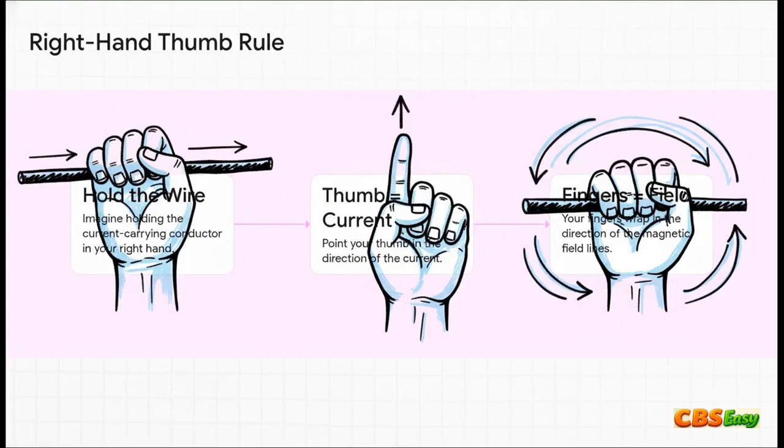Okay, I want everyone to actually do this with me right now. No, seriously. Hold up your right hand, pretend you're grabbing that wire, make sure your thumb is pointing in the same direction as the current. Now, just look at the way your fingers are naturally wrapping around. That, right there, that's the direction of the magnetic field lines. See? Super simple.